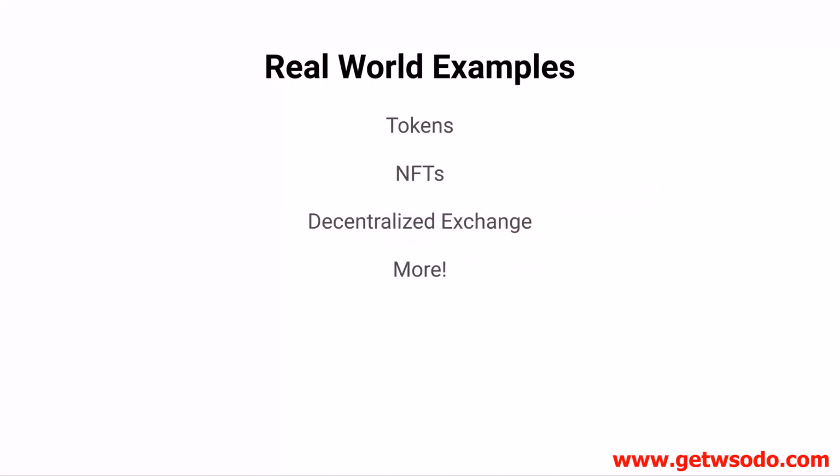Let's talk about some real-world examples of smart contracts. First and foremost, tokens are smart contracts. We'll look at some of those here in a second. These are cryptocurrencies that exist on top of another blockchain, powered by smart contracts. That's one of the beauties of Ethereum and other EVM-compatible chains: you can create your own cryptocurrency with smart contracts, without creating your own blockchain.